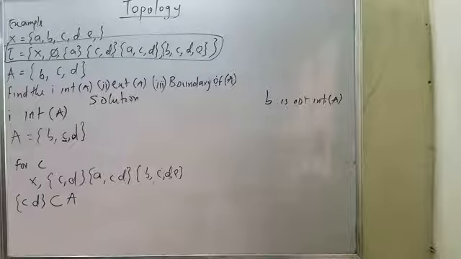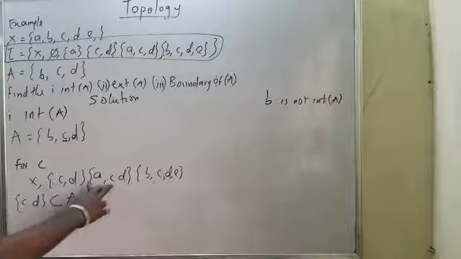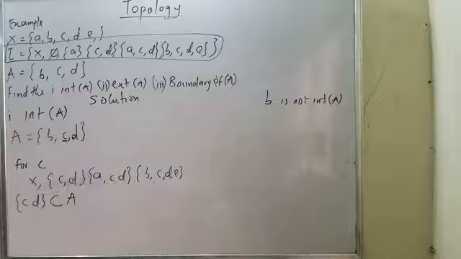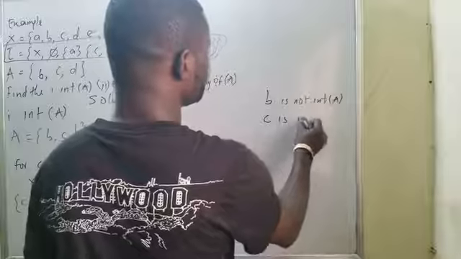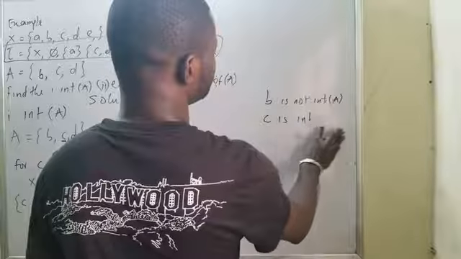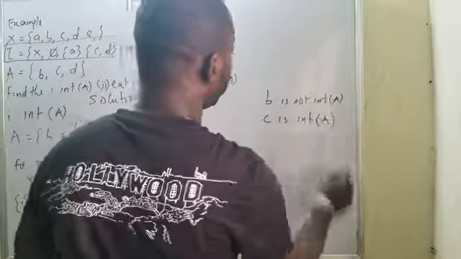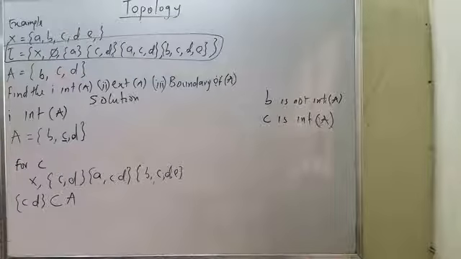Look at this one, ACD. Normally, CD is also in A. If I say this is also in A, it means I will now say that C is the interior of A. I will move on to the next one.